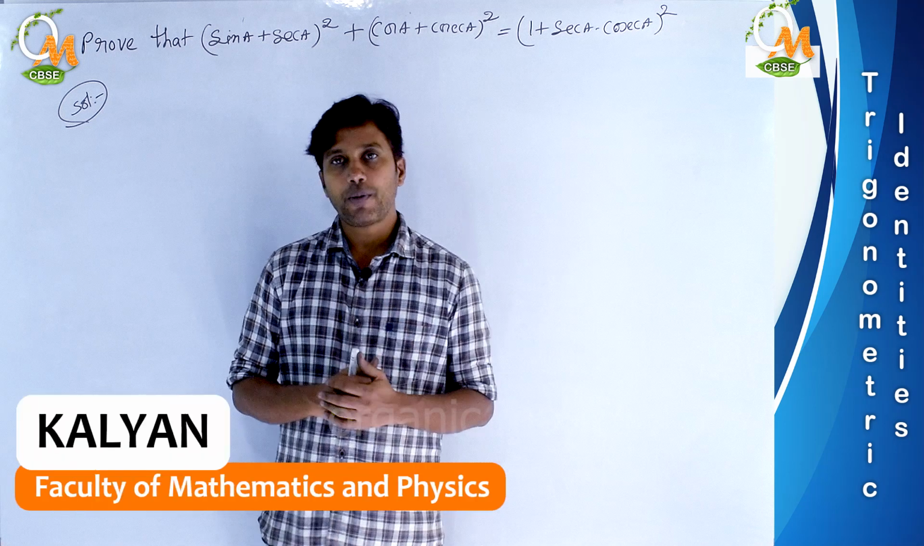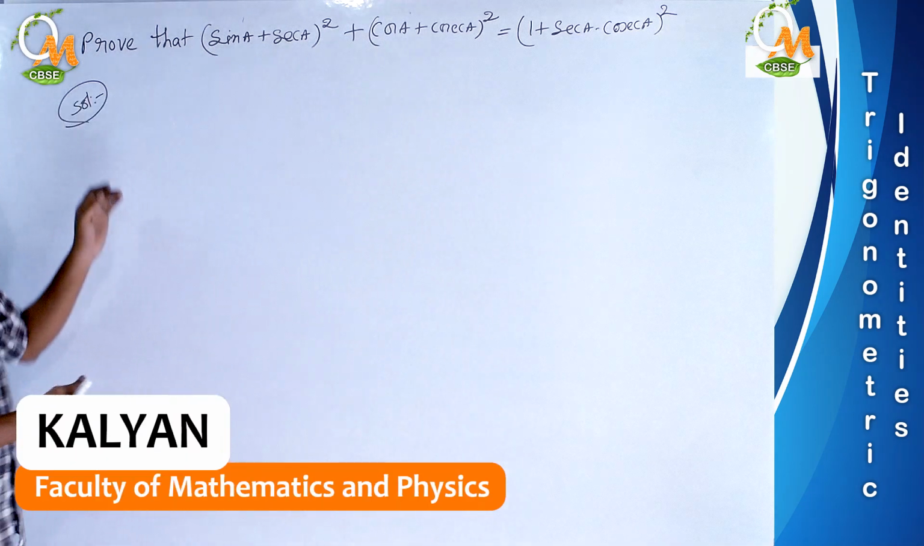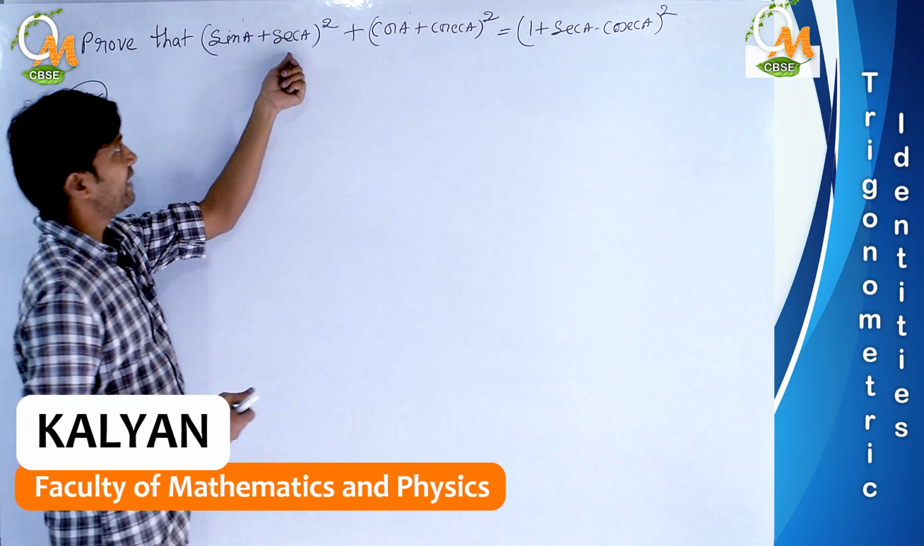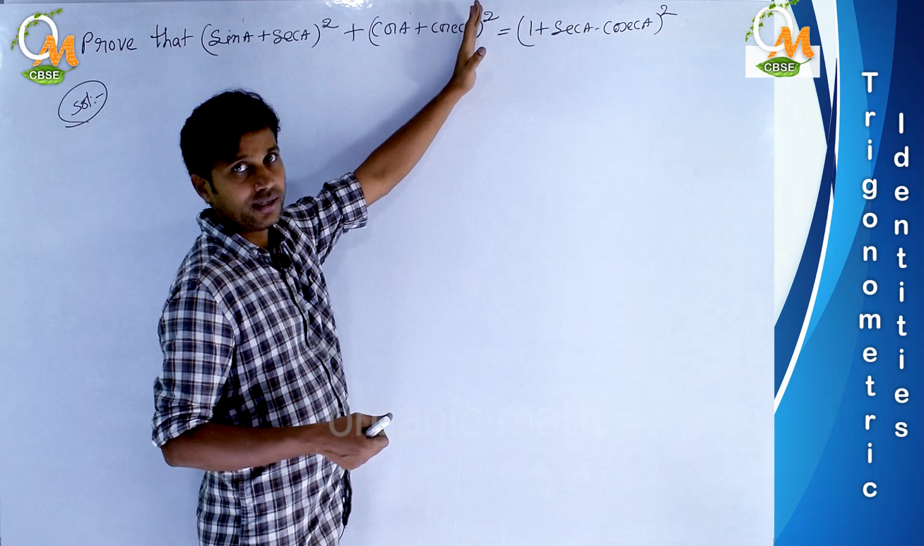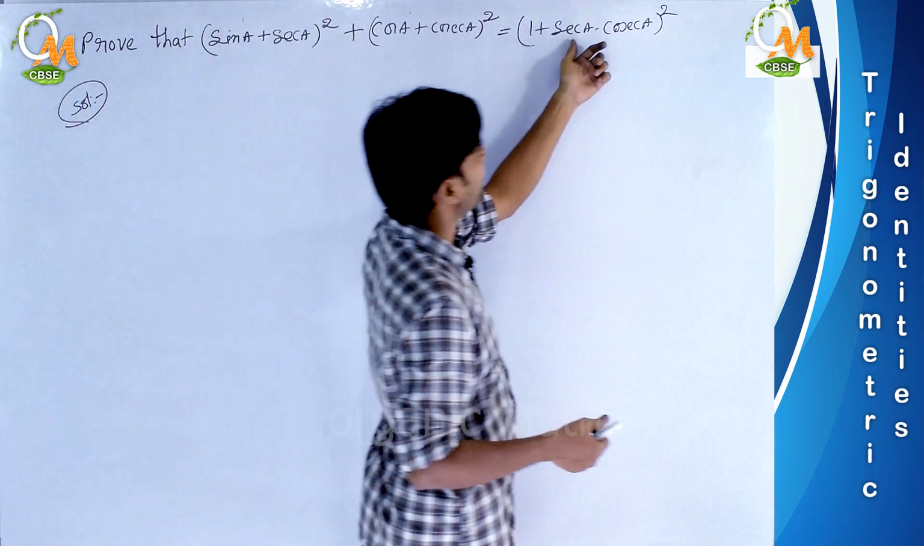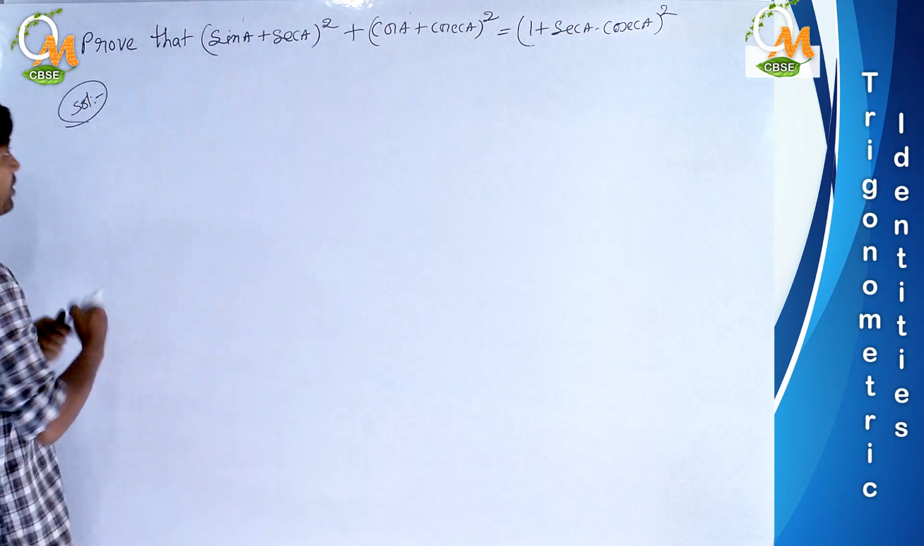So we do the next problem on trigonometric identities. Let us see the problem here. We need to show that (sin A + sec A) whole square plus (cos A + cosec A) whole square is equal to (1 + sec A cosec A) whole square. That's it. So take the LHS part first.